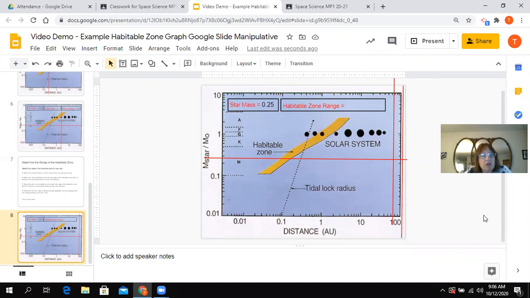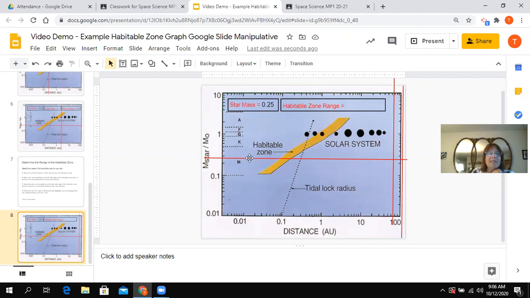So we're going to be using this graph, and this is the same graph that you used on the activities the previous day. On the previous day that we worked on this, we've already placed our horizontal line for our star mass. Our star mass in this example is 0.25 that of the sun. So what we did is we moved this horizontal line down to the position of 0.25.